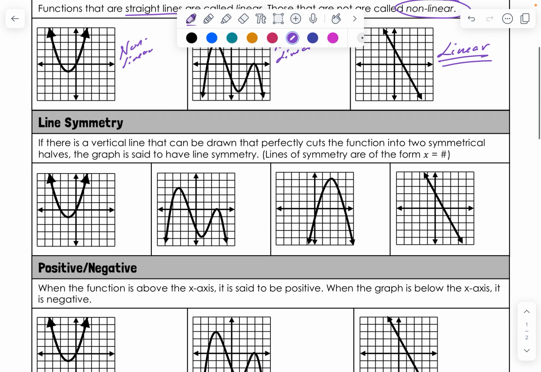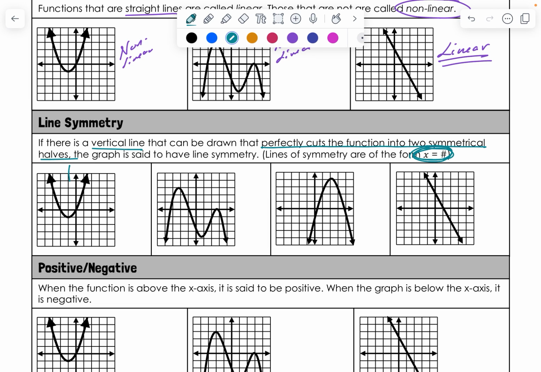The next one is line symmetry. And so if there's a vertical line that can be drawn that perfectly cuts the function into two symmetrical halves, can we divide it in two? Then it's said to have line symmetry. Now, line symmetry is always in the form x equals some number. We've talked about that before. It's that vertical line. It's like an input.